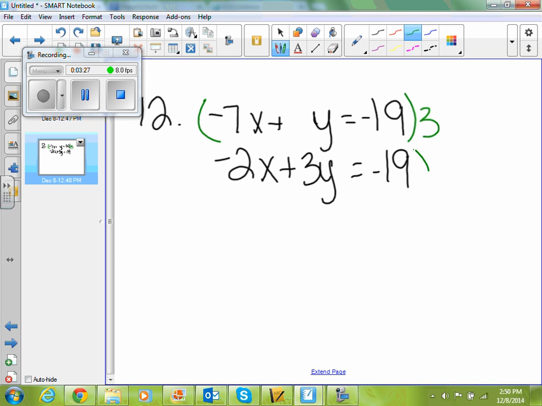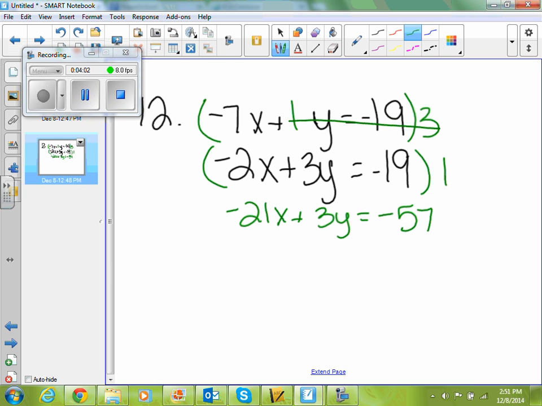And then the bottom one by 1, because you multiply by the opposite. So this is a 1y, so we multiply the bottom by 1. This is a 3y, so we multiply the top by 3. Okay, so 3 times negative 7 gives me negative 21x. 3 times 1 gives me 3, so 3y. 3 times negative 19 gives me negative 57. Very good. Alright, so then we ignore that one.